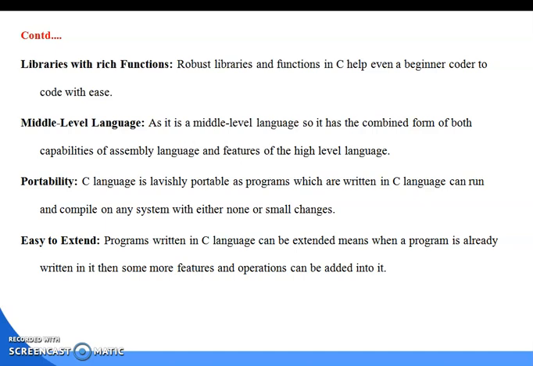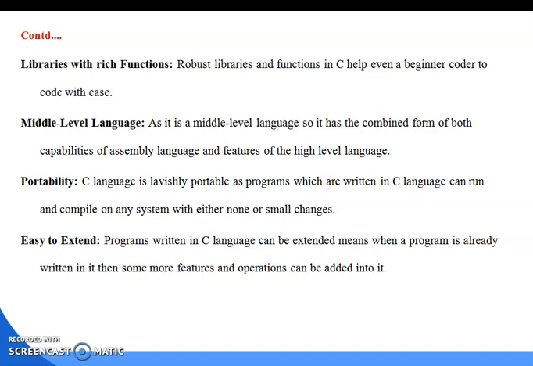As it is a middle level language, it has the combined capabilities of assembly language and the features of high level languages. Next is your portability. C language is highly portable, as programs written in C language can run and compile on any system with either no or small changes.